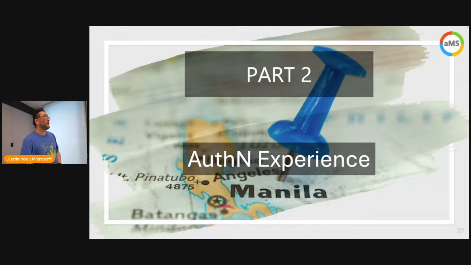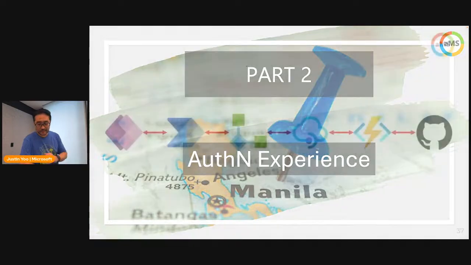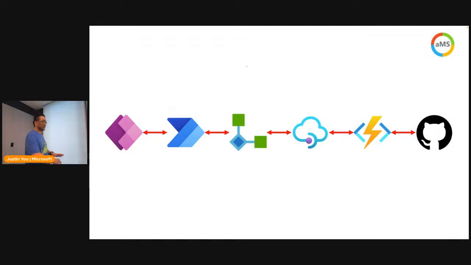Now we are going to talk about the authentication experience. So how can we improve our authentication experience while building our application? So this is the architecture that I showed you before. So the Power Platform application uses a custom connector to talk to our backend API. And usually our backend API is this part.